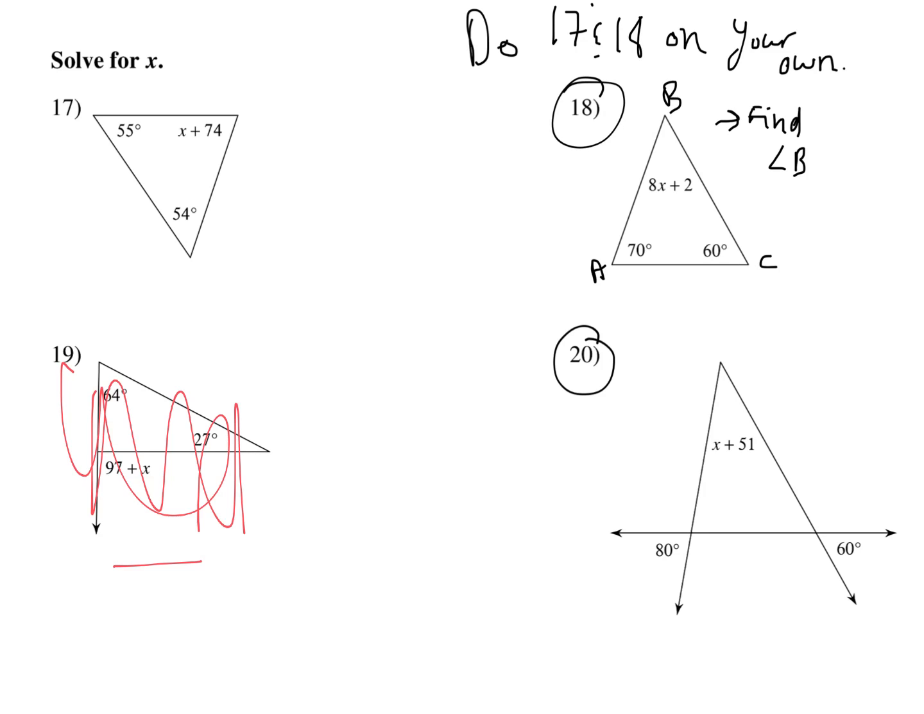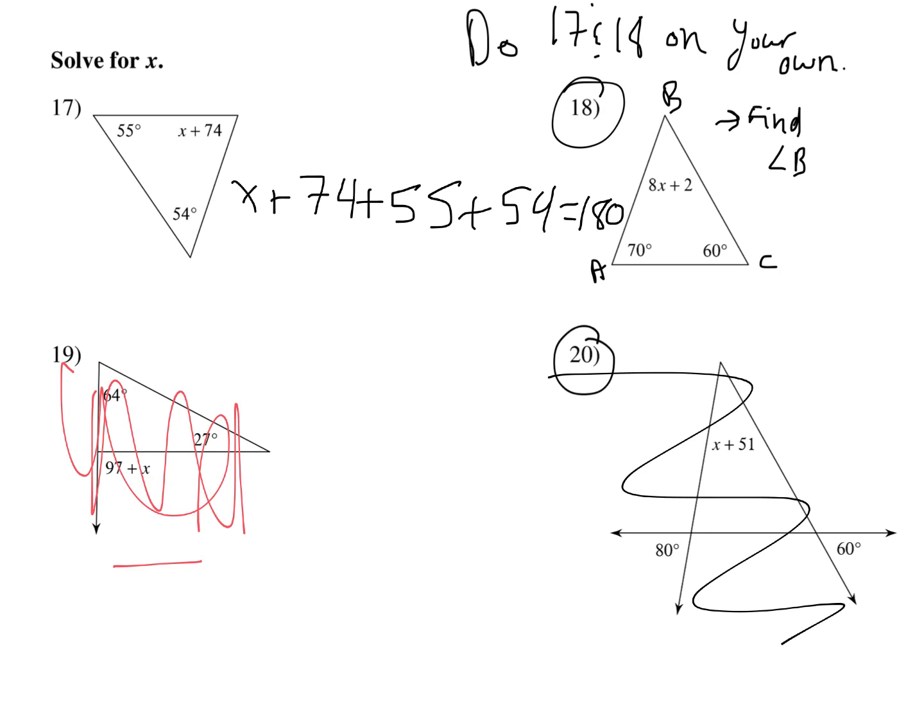So what we would do is we want to solve for x. So we would set this up by saying x plus 74 plus 55 plus 54 equals 180. I don't want you to do that one either. So you're just going to do 18 on your own. So what you would do is 74 plus 55 to combine like terms is 129. And then we would also add, of course, plus 54. And that's 183. So x plus 183 equals 180.